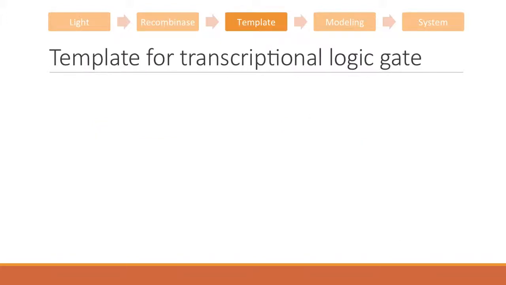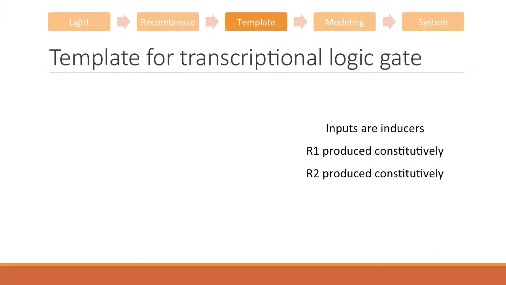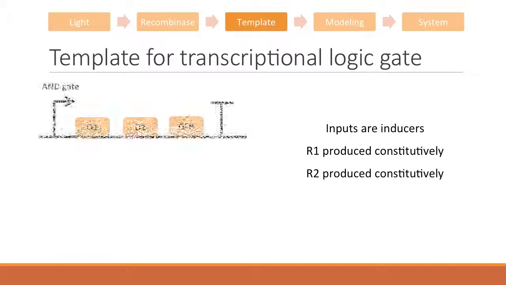We now need to come up with a template for all transcription-based logic gates that can be reduced using recombinases to any of the 4 major logic gates in use today. That's AND, OR, NAND, and NOR. We're going to assume some things right off the bat. First of all, the inputs to our logic gates will be inducers. Second of all, we'll have a constitutive production of R1 and R2, which bind to O1 and O2 respectively.